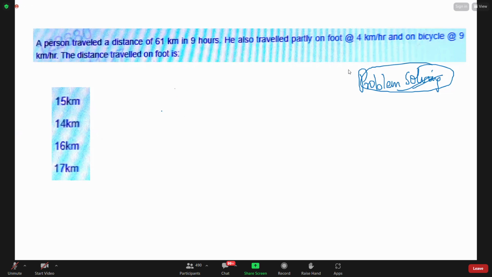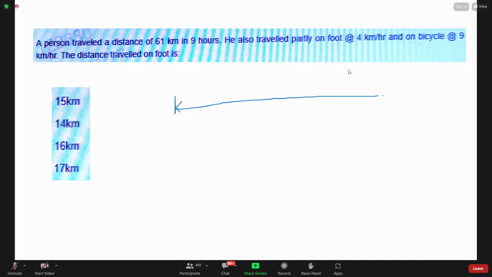A person traveled 61 kilometers. Let me not have anything else but the solution on screen. The total distance is 61 kilometers. He traveled partly on foot at 4 kilometers per hour. We don't know how much he traveled, but he traveled this distance at 4 kilometers per hour, and on bicycle at 9 kilometers per hour. But for the whole 61 kilometers, he took 9 hours for travel. Now, what do you want? You want to find out how much the distance traveled on foot is.